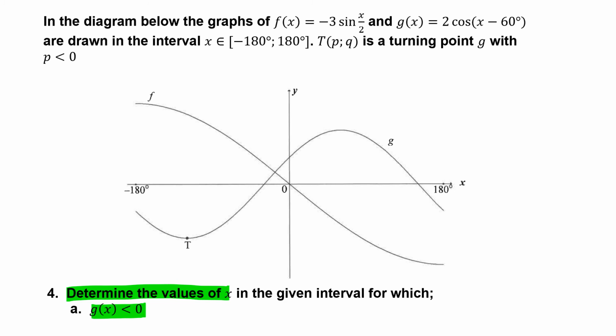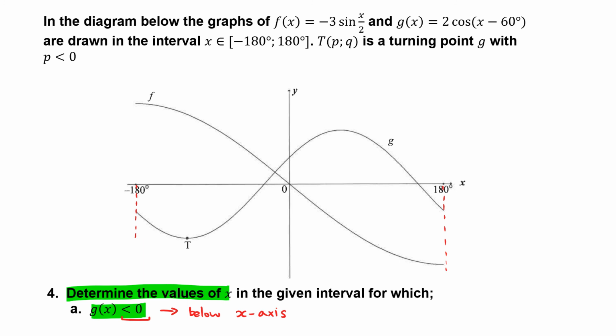So again, in the given interval, we know that we've got the negative 180 there, and we end at positive 180 over there. We're only worried about between those 2 points. We don't care about anything else. What we do worry about, though, is where it is less than 0. And wherever you see something that's less than 0, you need to be thinking that it is below the x-axis. So where is g of x below the x-axis?